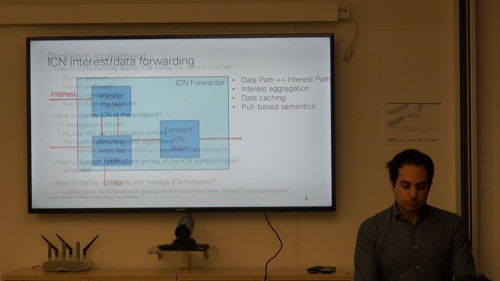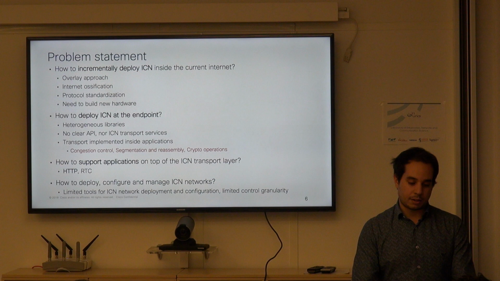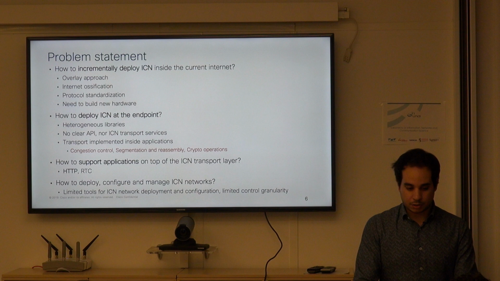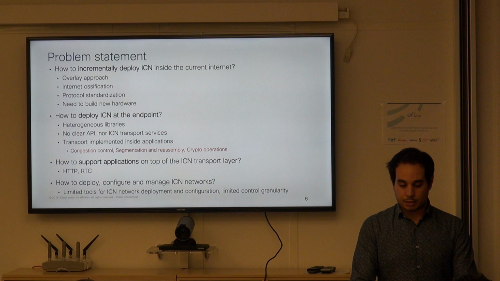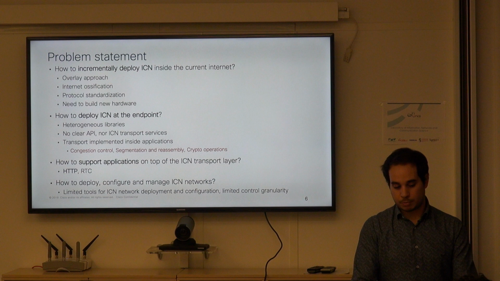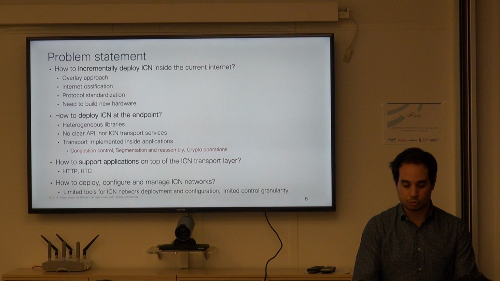My thesis is basically developed on four main points. The first is how we can actually deploy this technology on the current internet, because as we know, today the internet is heavily based on TCP/IP. So there is an ossification of the internet, and deploying a new protocol like ICN is going to be harder because of the standardization of the new protocol, and also because there needs to be new hardware for forwarding those packets. Now we have hardware which is optimized for IP forwarding.